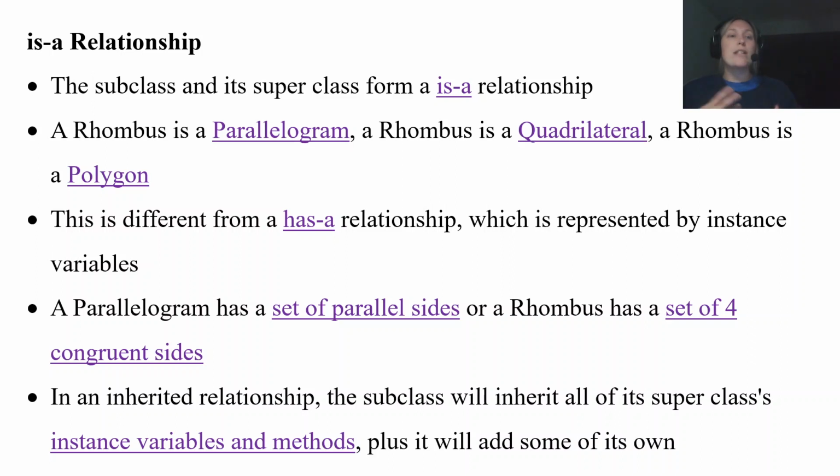So what's up with inheritance, okay? In an inherited relationship, why do I care about that inheritance? Well, the subclass will inherit all of the superclass's instance variables and methods. That's the big idea of inheritance. All of the instance variables and methods in that is-a relationship end up getting inherited by the child class, by the subclass. Plus, they add some of their own.